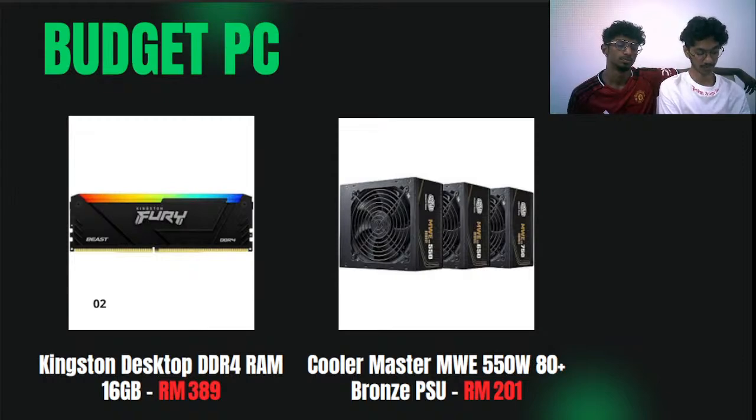And then the next one is the power supply. I choose the Cooler Master MWE 550 watt. This one powers everything efficiently and gives more room to upgrade later if you guys want. This is a budget PC, right? So if you're going for the budget now, we can use this. And if you guys have extra money, I think you can go for a better version of it.